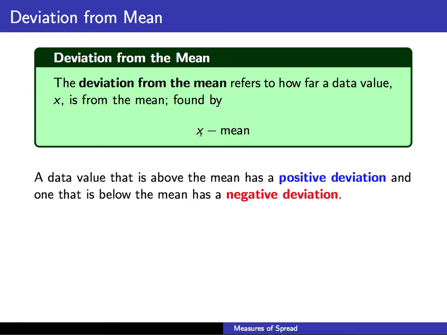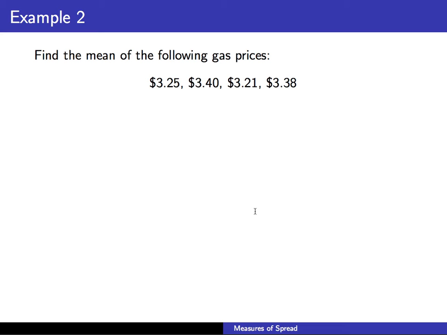So let's say our data value is 5 and our mean is 10. 5 minus 10 is negative 5. Our value of 5 is below the mean. That's a negative deviation. So example 2, find the mean for the following prices of gas. We have $3.25, $3.40, $3.21, and $3.38. So we add them all up. We get $13.24, and then divide by, let's see, there's 1, 2, 3, 4 gas prices. So $13.24 divided by 4 is a mean gas price of $3.31 per gallon.